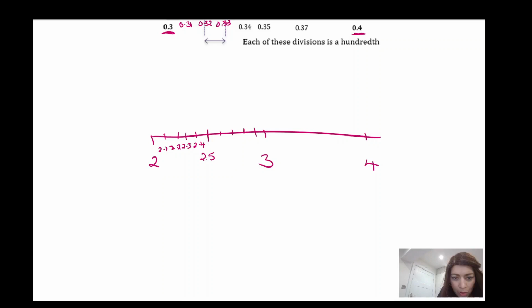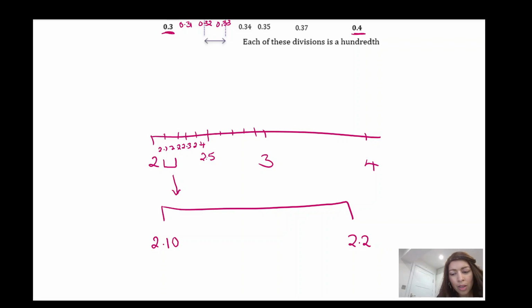What we can then do is look further at these tenths. So let's say we wanted to break up between 2.1 and 2.2, and we wanted to break this further into hundredths. We'd have 2.1 here and 2.2 here. Now remember, 2.1 is the same as 2.10 and 2.2 is the same as 2.20. So the midpoint between 2.10 and 2.20 would be 2.15.